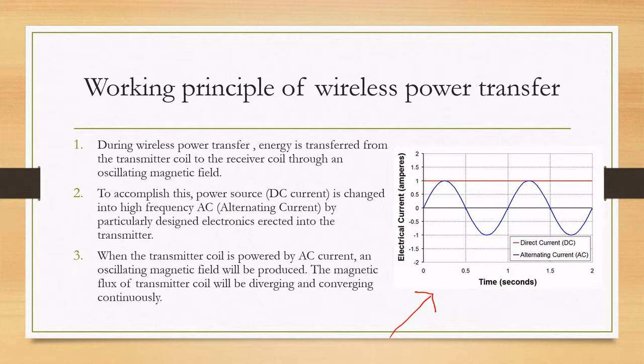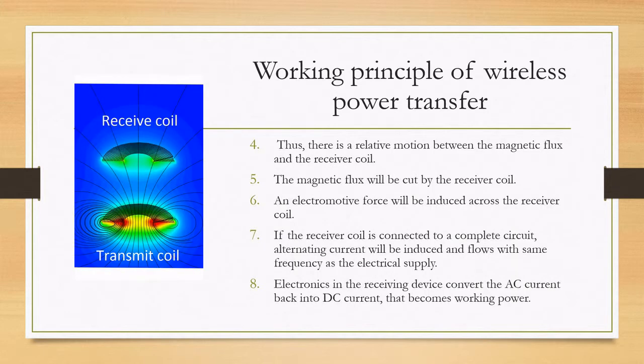Let's say we use DC current, whose magnitude and direction remains constant all the time. An oscillating magnetic field will not be created. Therefore, there is no production of electric current in the circuit. This is the reason why DC current cannot be used as the power source during wireless power transfer. Now, let us continue with the working principle of wireless power transfer.